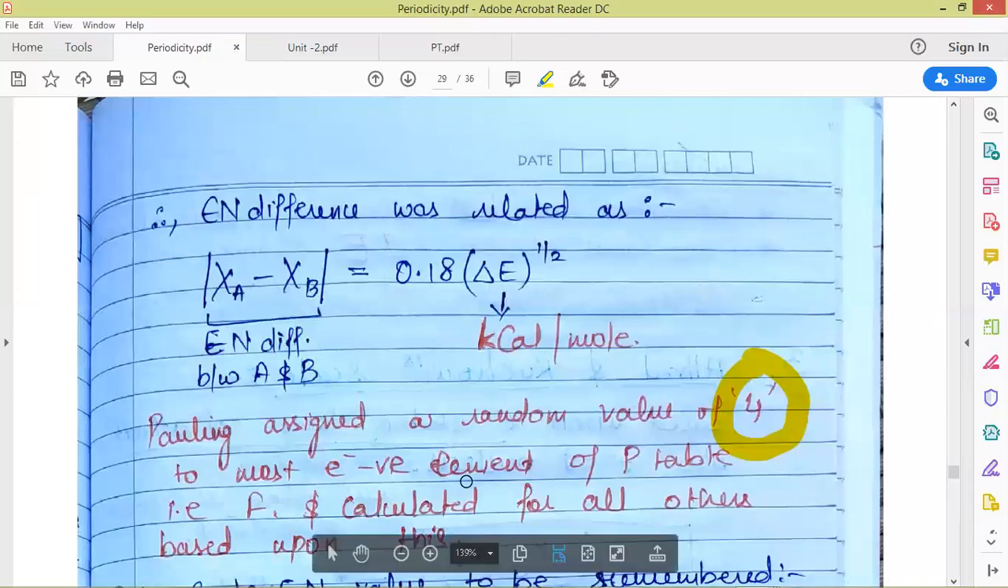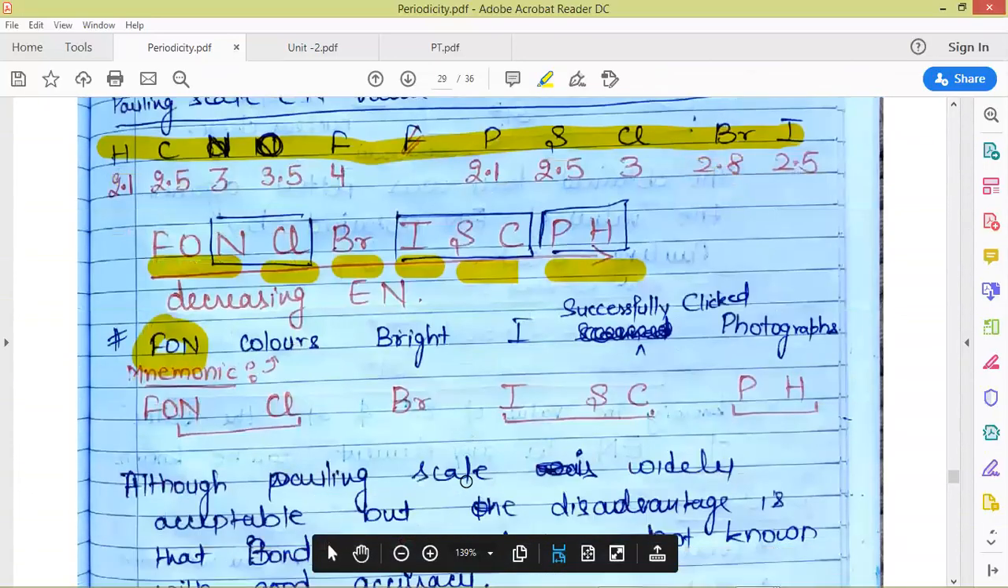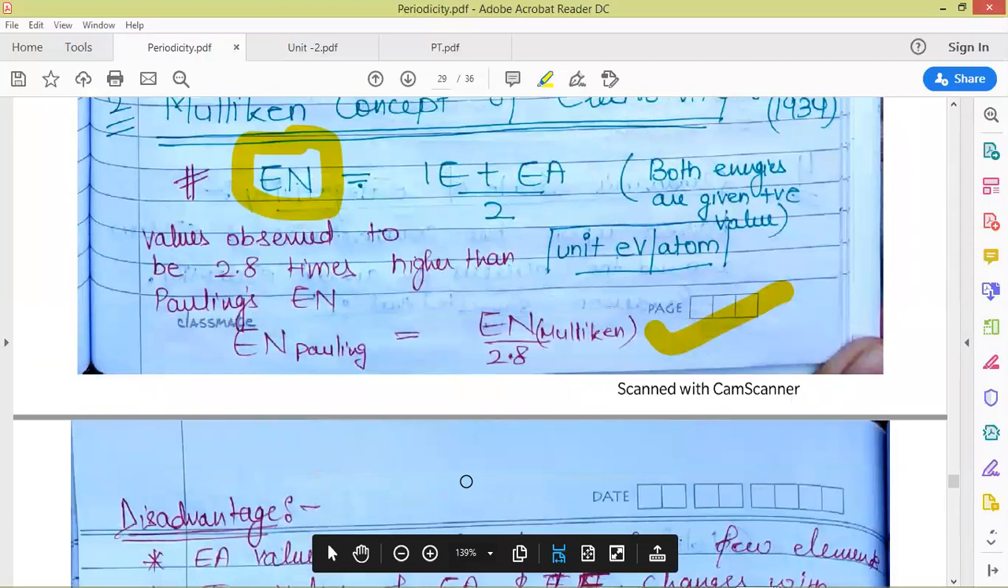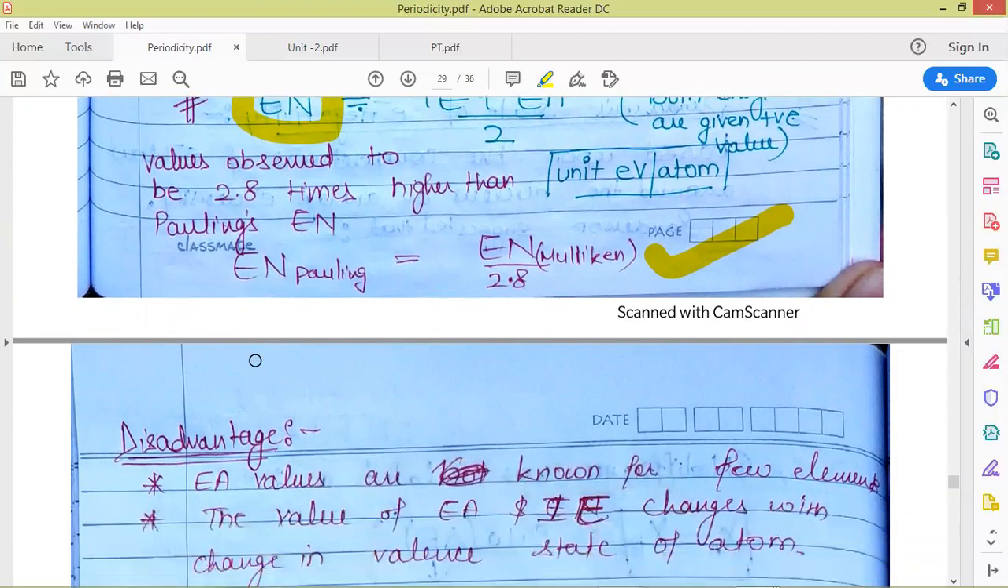If you are given the bond energies, then based upon that you will be asked to calculate the Millikan electronegativity, which is just 2.8 multiplied by the electronegativity you get from the Pauling scale.